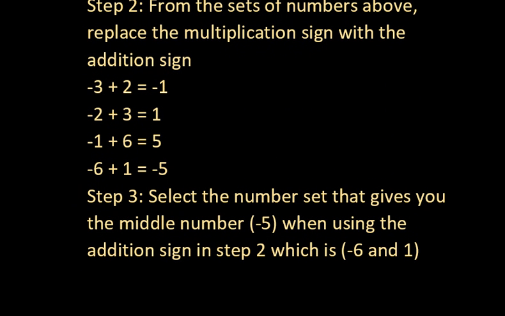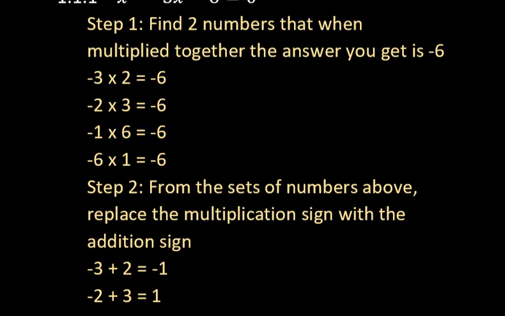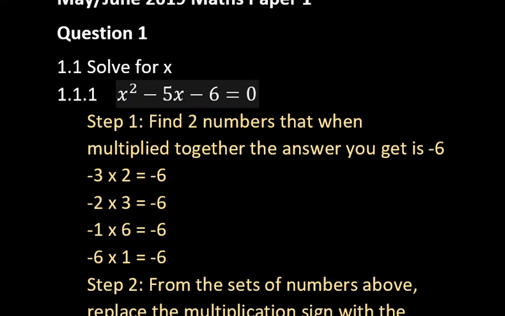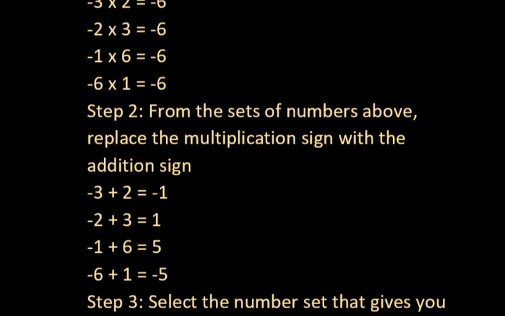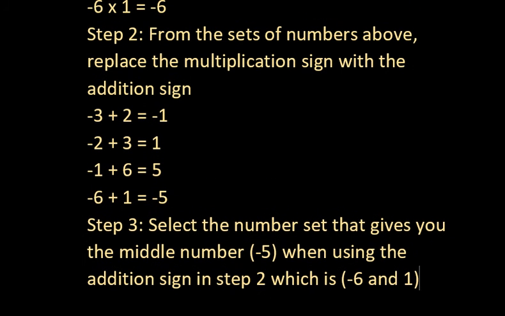And then after doing that, you move on to step 3, which is where you select the number set that gives you the middle number, which is -5. Here is the middle number, -5. So from step 2, you choose the number set that gives you -5. As you can see, -6 and +1 gives you -5. So these are the numbers that you're going to use, -6 and 1. You just choose them.